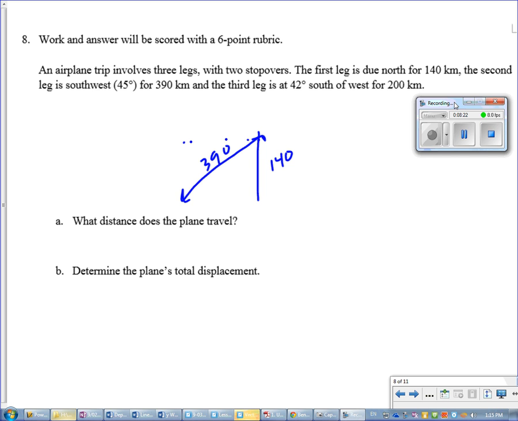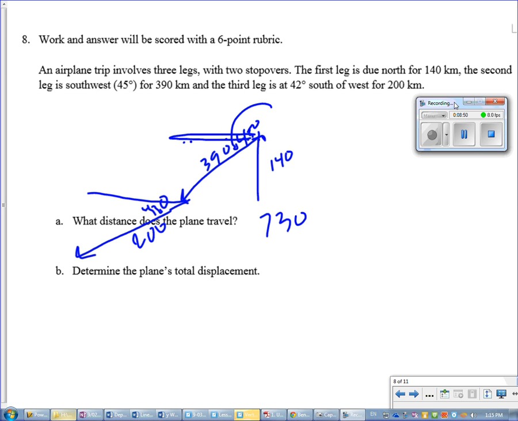So this first southwest angle is 45 degrees. Right there. That's a 45 degree angle. And then now we're going at a 42 degree angle, 42 degrees for 200 kilometers. Okay, so the distance is the total of 140 plus 390 plus 200. So we have a total distance of 730 kilometers.